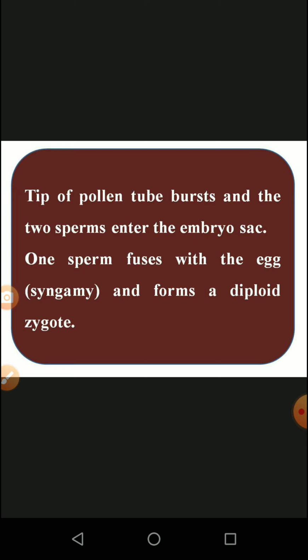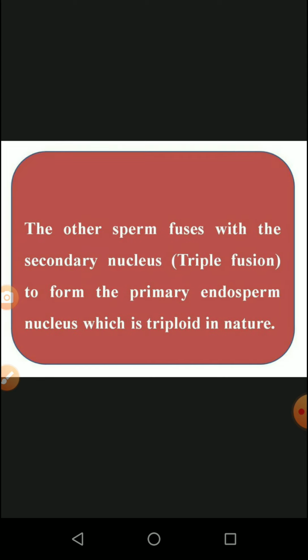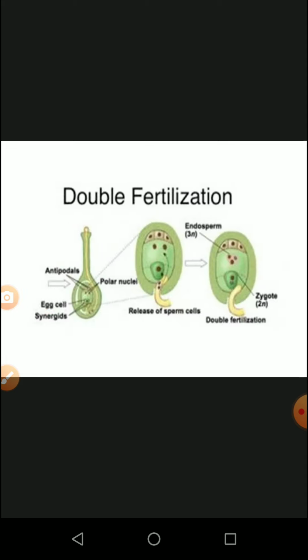Male is a single N, so haploid. Female is also a single N, haploid. Both are fused together. Now two nuclei are combined, so it is called diploid, or 2N. The other sperm fuses with the secondary nucleus, which is called triple fusion, to form the primary endosperm nucleus, which is triploid in nature. Triploid means 3N. This is double fertilization: endosperm with 3N and zygote with 2N.